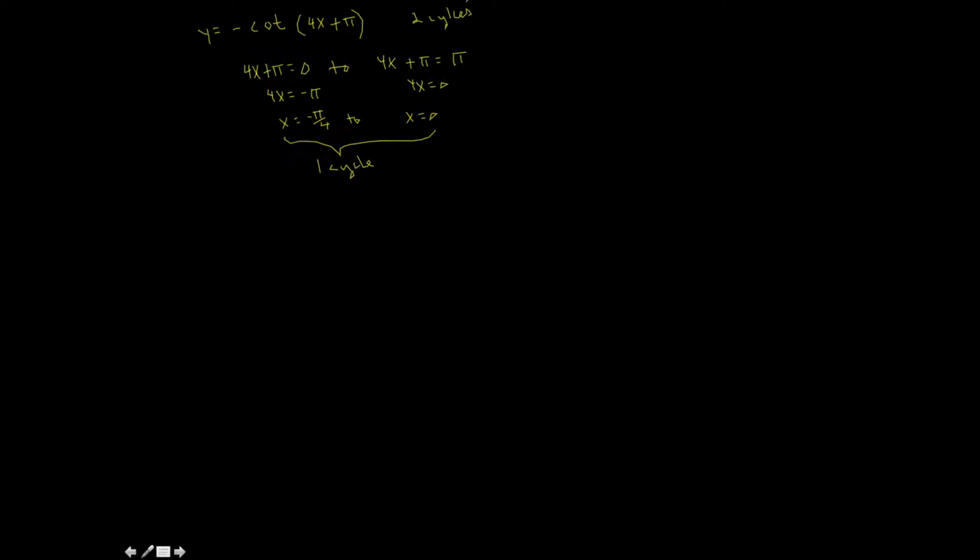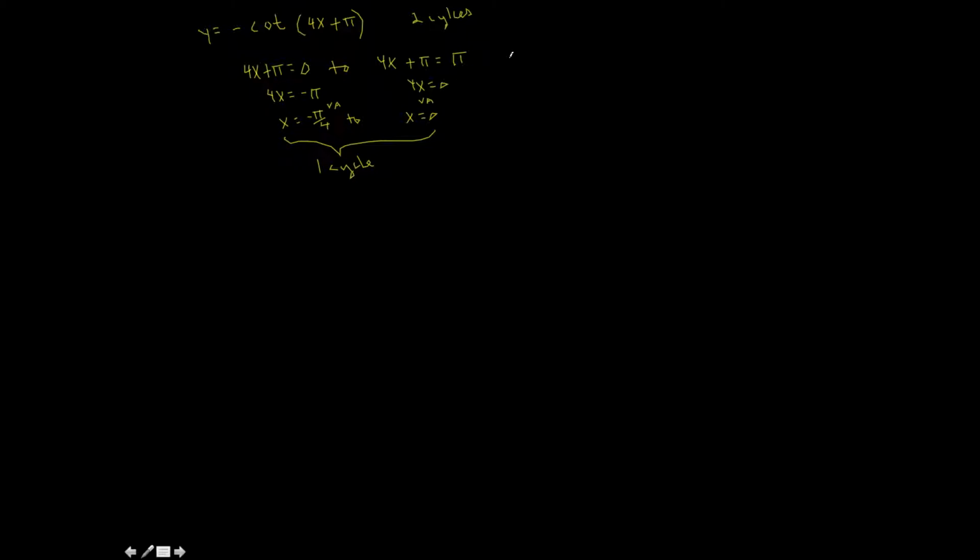I know that at negative pi over 4 and 0 are going to be asymptotes. Now, how did I know that? Because at the end of the cycles for both tangent and cotangent, we have vertical asymptotes. So this is a vertical asymptote. This is a vertical asymptote. Now, I worked it out like this because I know this is how it's going to come on a test.